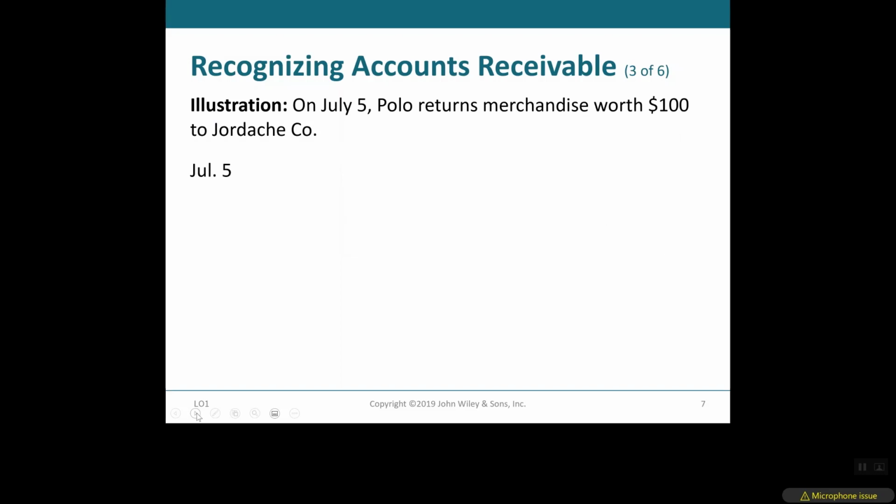On July 5, Polo returned merchandise worth 100 to Chapter Company. So we have July 5, sales return of $100 that was returned. Again, we do not debit the sales account. We have the contra entry, which is the sales returns and allowances. Also, accounts receivable is credited because the amount was returned.